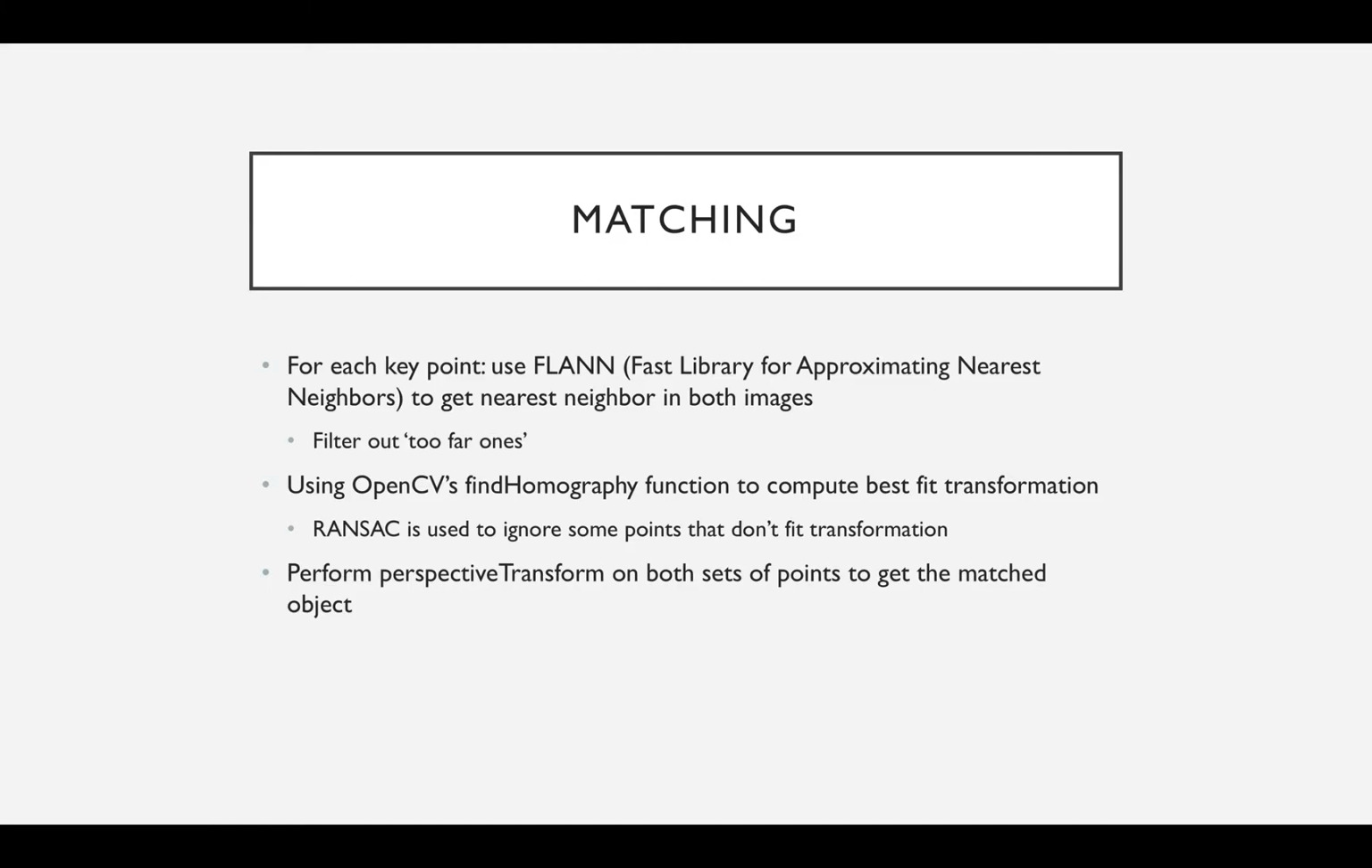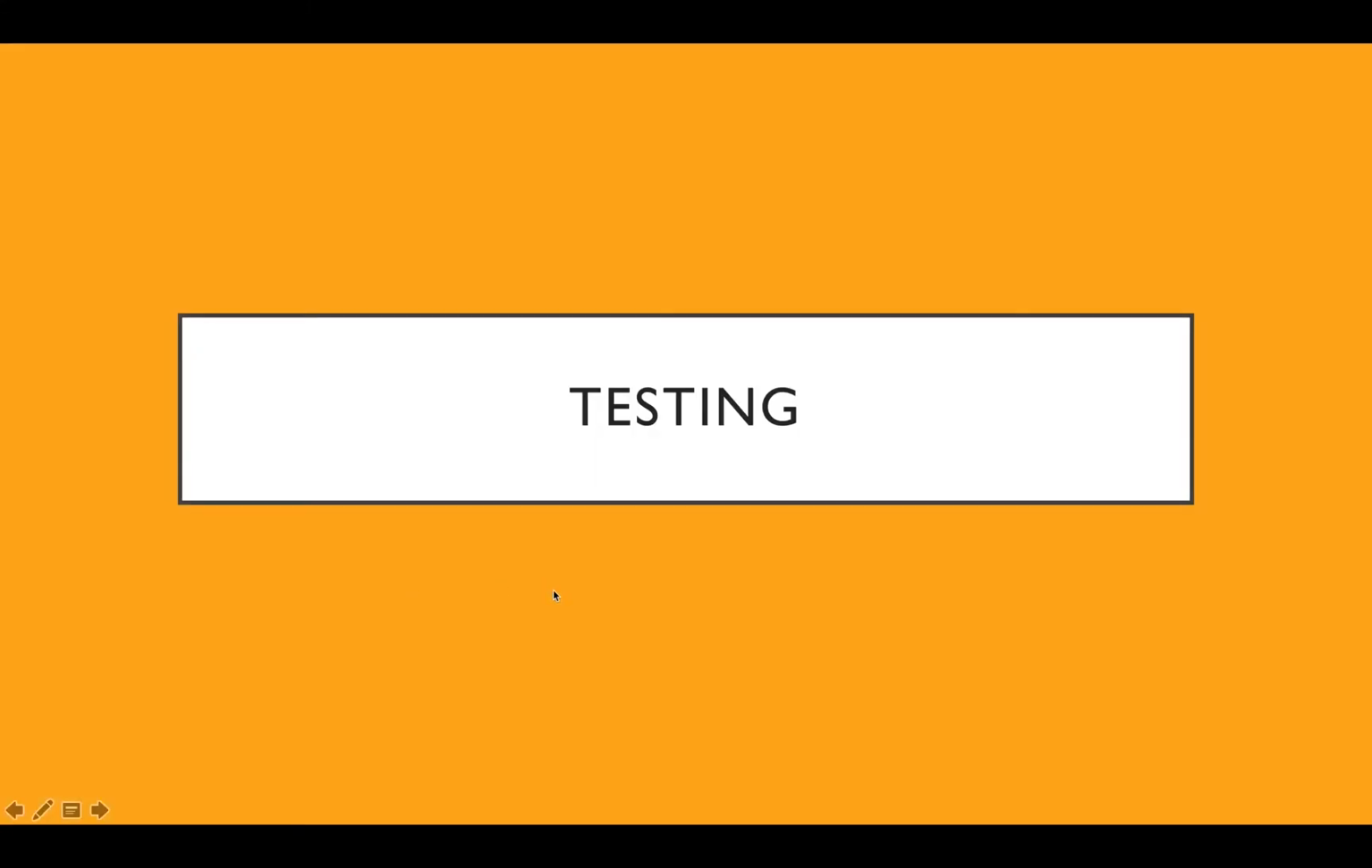Once we did that, we used OpenCV's findHomography function to compute a best fit transformation with RANSAC to ignore some points that don't fit the transformation, and then we performed a perspective transform on both sets of points to get the matched object. So doing that, our goal in this project was I wanted to take street signs, and then apply them on a street image and recognize the sign.